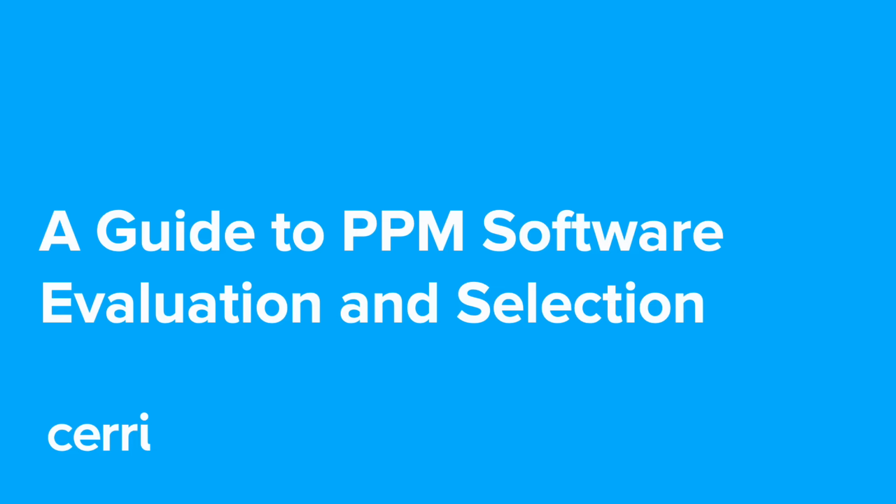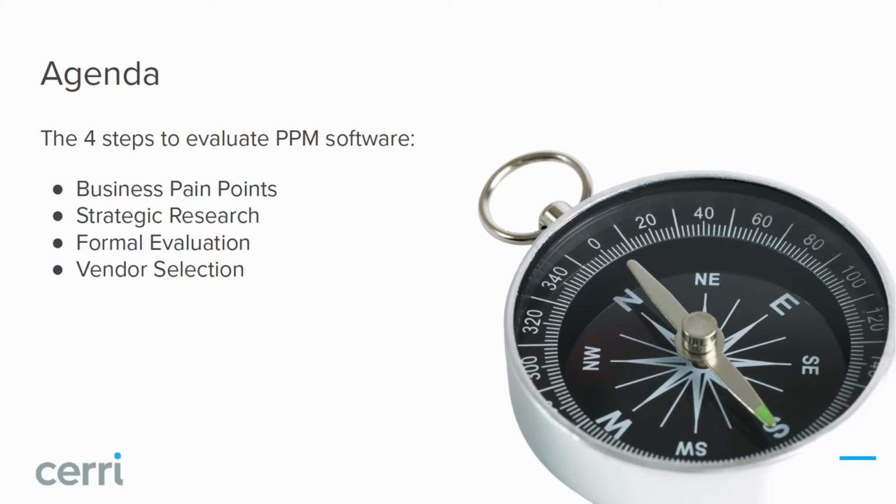In today's video, we'll be discussing strategies for evaluating and selecting project and portfolio management software. Our agenda will cover 4 key steps to ensure an effective evaluation. The first step will be to identify your business pain points. It's essential to understand the challenges your organization is facing so you can align your requirements with the right solutions in the marketplace. In step 2, we'll be discussing creating a strategic research plan.